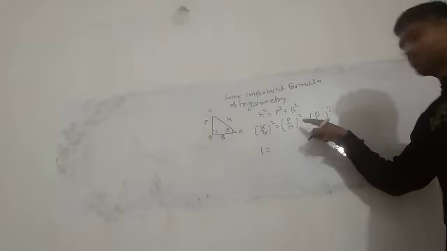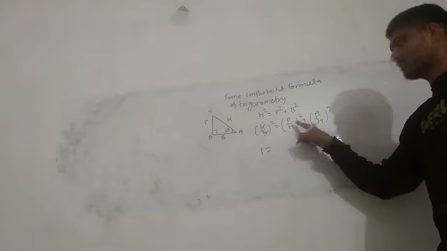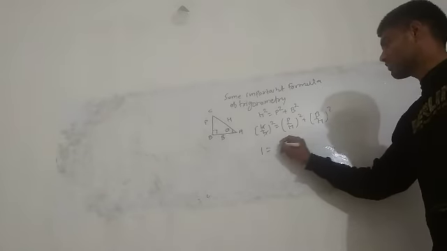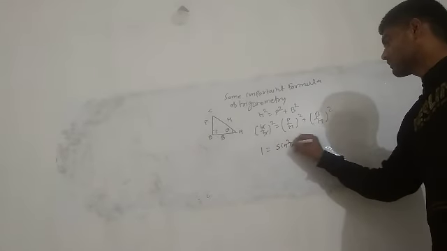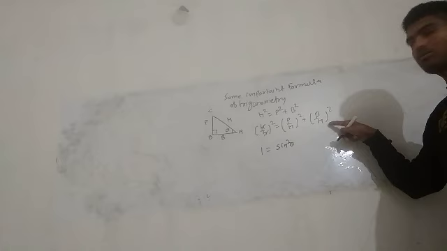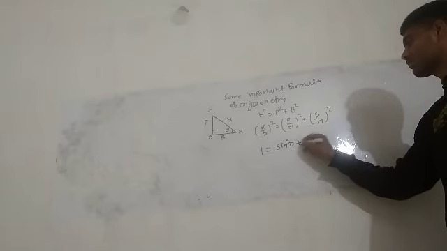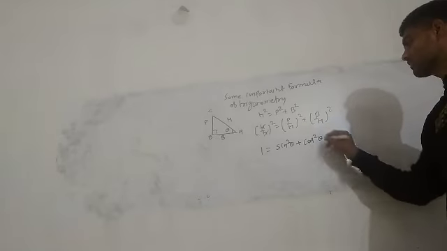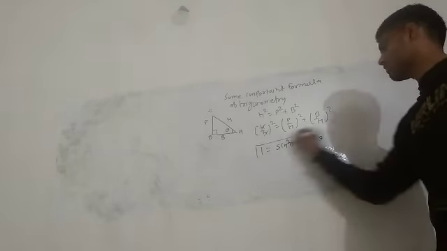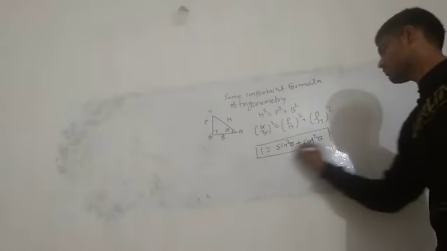We know that perpendicular upon hypotenuse is sin theta, and the square of sin theta is sin square theta. And this one, base upon hypotenuse, is cos theta, so the square of cos theta is cos square theta. So the first identity is sin square theta plus cos square theta equals 1.